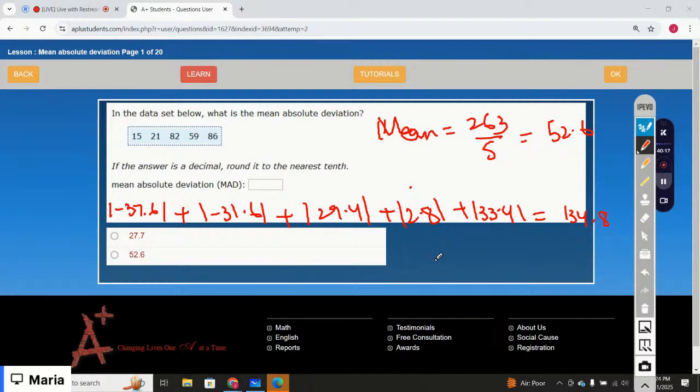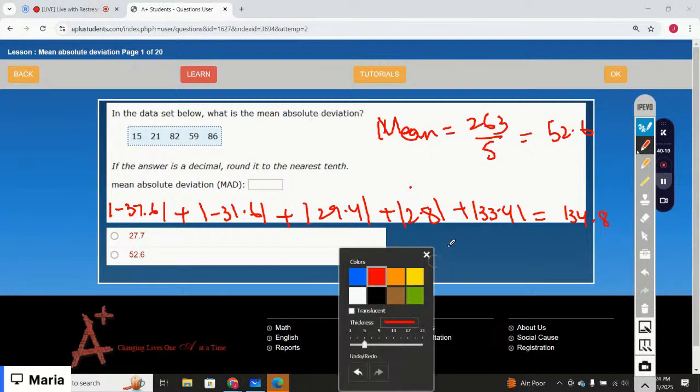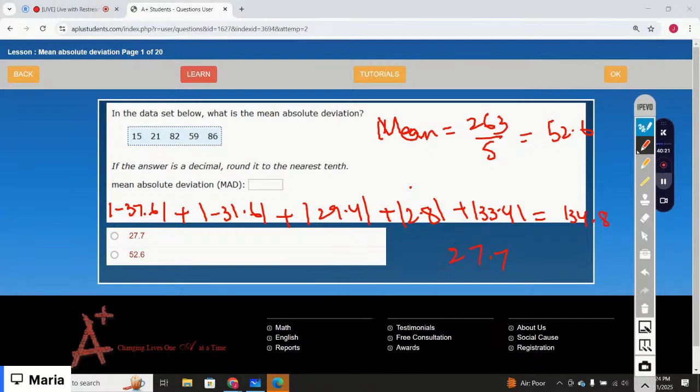So the mean absolute deviation is 27.7. That is option number 1. That is 27.7. Got it?